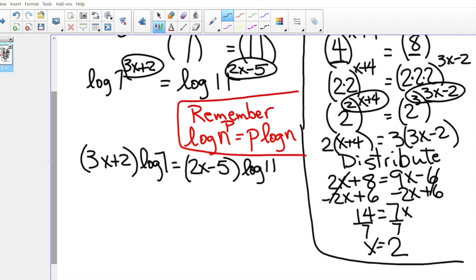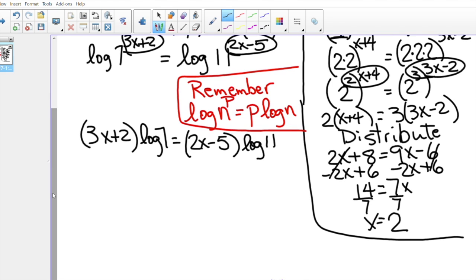Now, here's what makes this different. You have an x on both sides of the equal marks. That means we have to distribute. We have to distribute. You cannot get around it. And this is where it's going to be a challenge from here on out, so pay attention carefully, please.